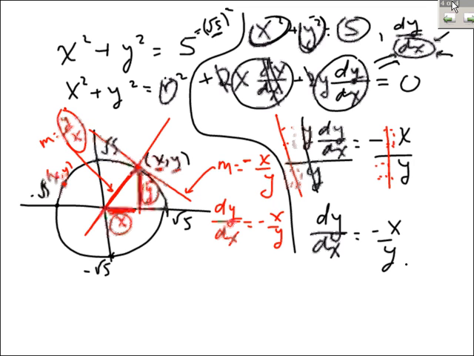Okay, let's try this one. X cubed plus y cubed equals 10. Or any constant. X cubed plus y cubed equals 10. Find dy dx.